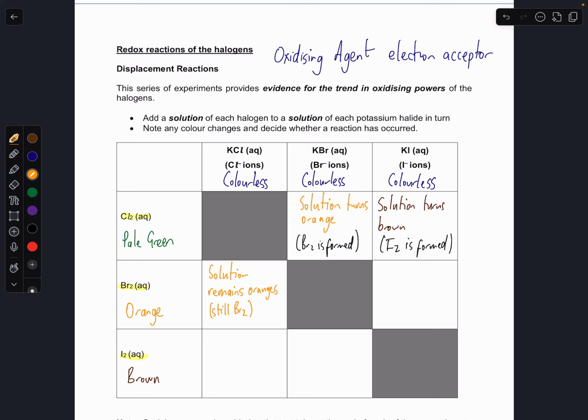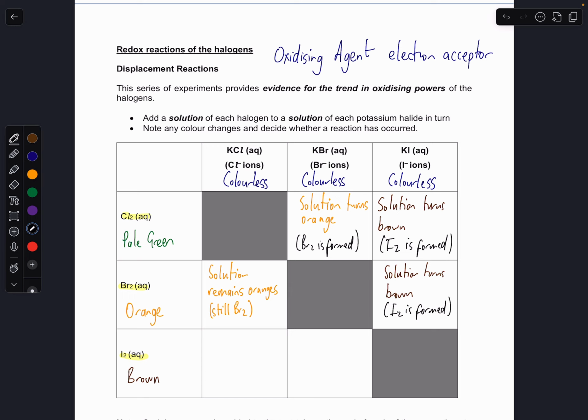If we move on to look at bromine versus iodide, what happens there is that the solution would turn brown. And that is because we're going to get iodine being formed, so the iodide ions are oxidized to iodine. So the bromine is able to accept electrons from the iodide.